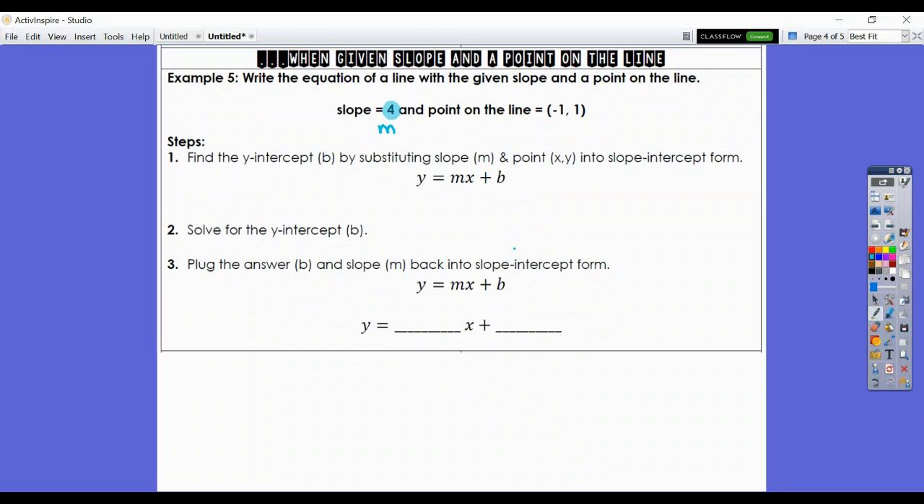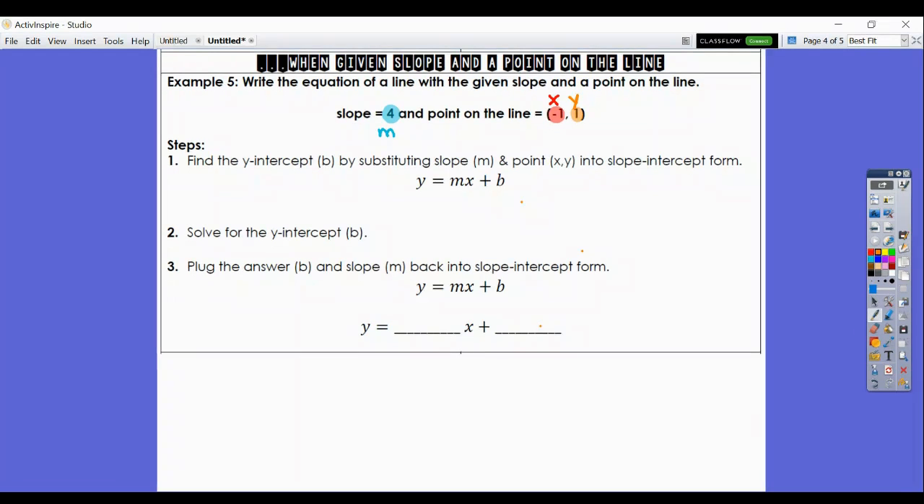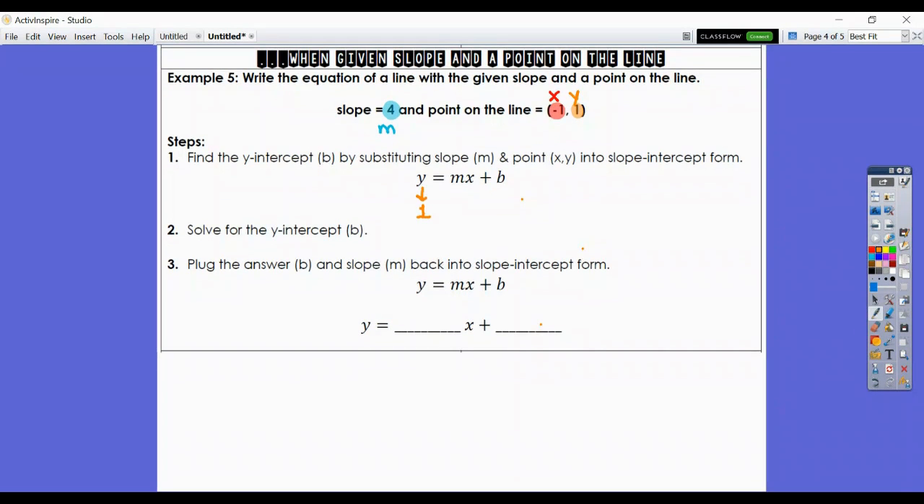A point on the line, negative 1 comma 1, is always going to be, in this case, an x and a y. That's what points usually are, and that's what we're going to plug into the equation. So I plug in all of these accordingly into y equals mx plus b, my slope-intercept form I'm always using when I'm writing these equations given a graph, or in this case, given a slope and a point. The y is going to be replaced with what y is equivalent to, which is 1.